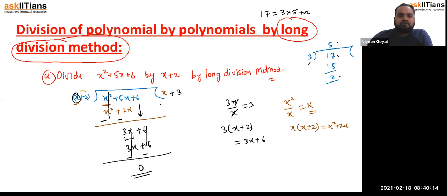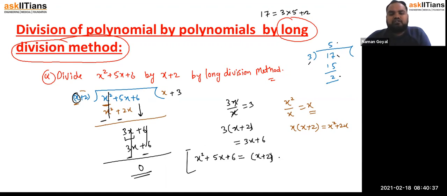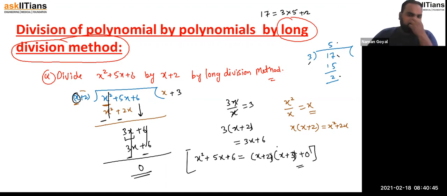So similarly for this one, we can say that the dividend x square plus 5x plus 6 is equal to divisor into quotient plus remainder. The divisor is x plus 2, and the quotient is x plus 3, plus the remainder, and the remainder is 0. Are you getting my point? So we can do these questions like that. Is there any problem? Very simple question. So you can do these questions like that, right?